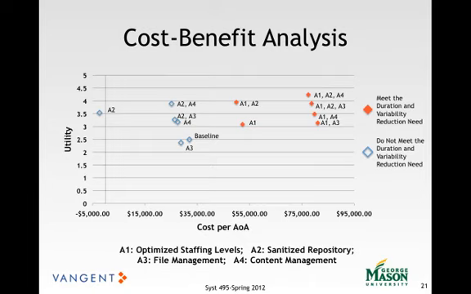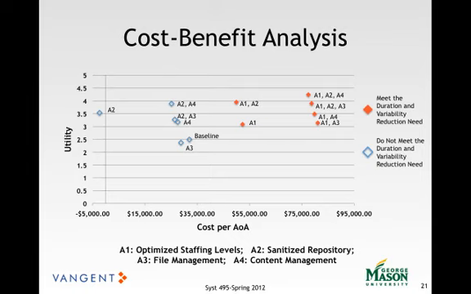Each configuration of alternatives is scored by overall utility via a utility function derived from our stakeholders, based on which we conducted a cost-benefit analysis to assess the configurations of alternatives. The results are shown here in this chart.